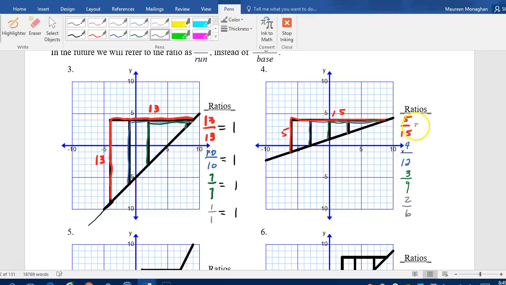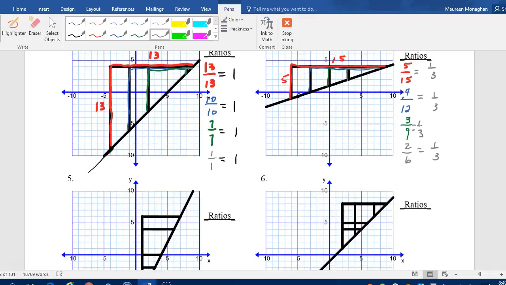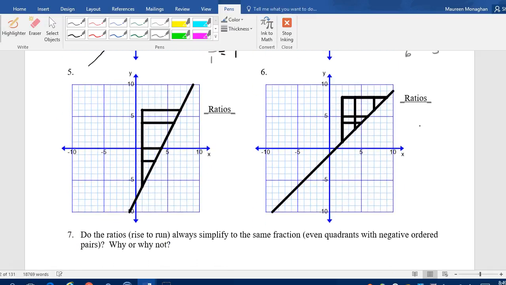All right, let's simplify all these. 1/3, 1/3, 1/3, and 1/3. So the ratio of rise over run, or height over base, is 1 to 3. You see how this is happening? So it doesn't matter what triangle you use. This is what's going to happen.